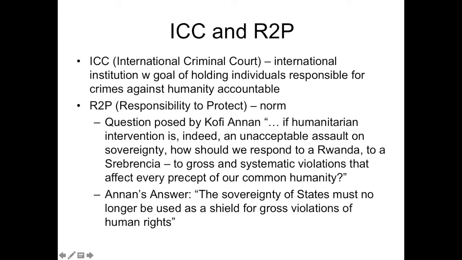People think R2P sounds too good, and countries are just going to invoke it and claim that they're intervening for humanitarian reasons, meaning the promotion of human welfare, when they're not actually. They're just lying.